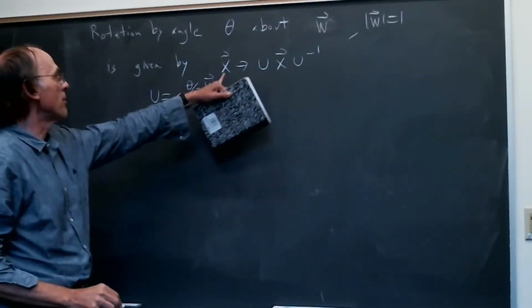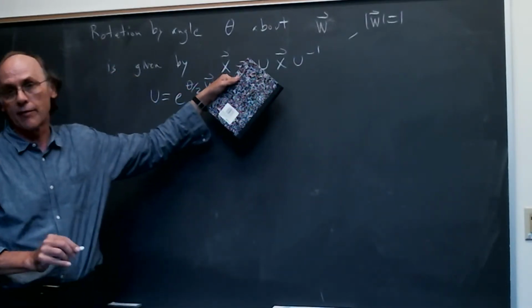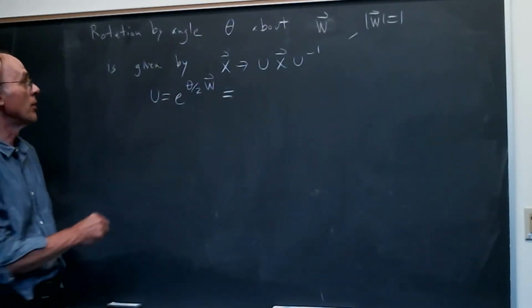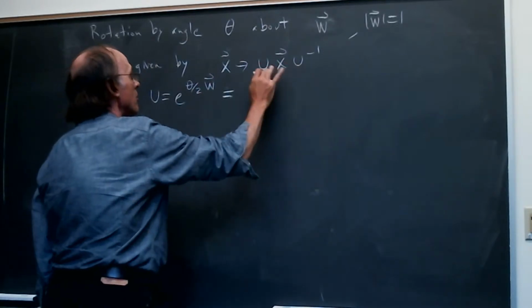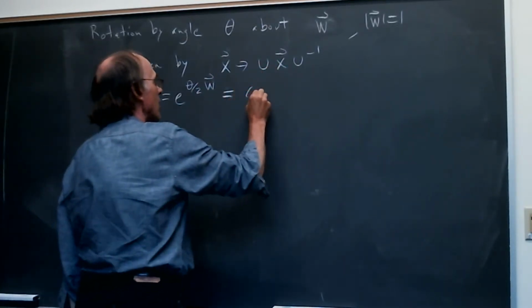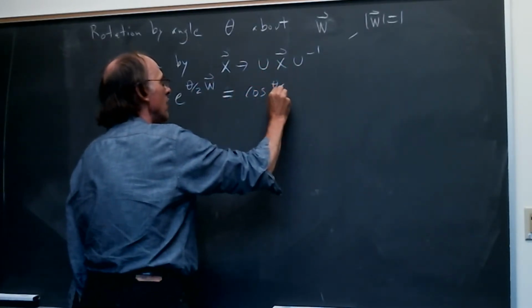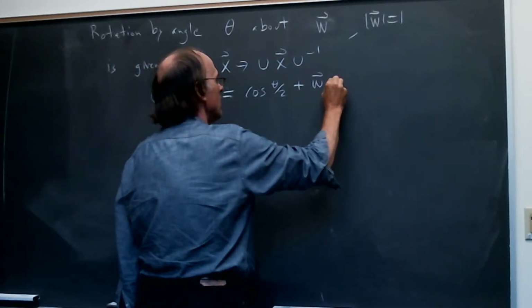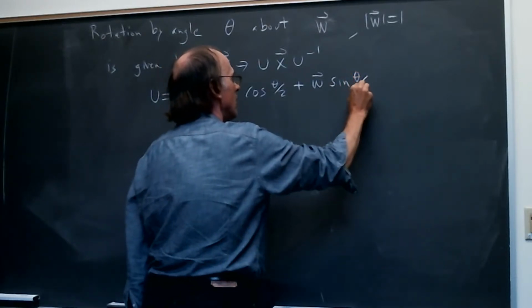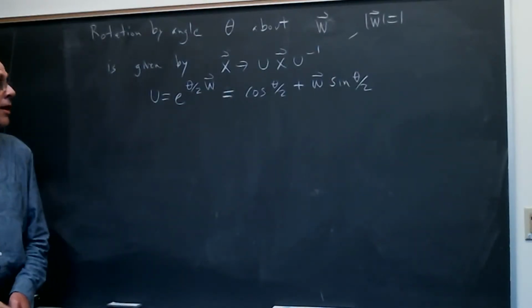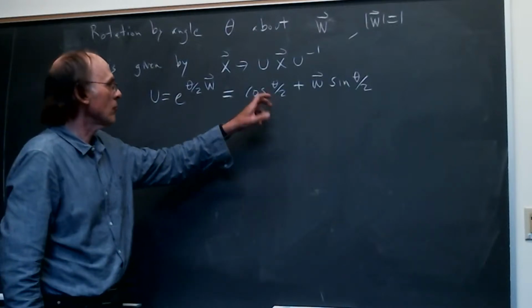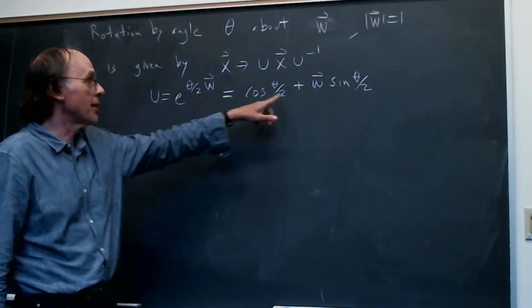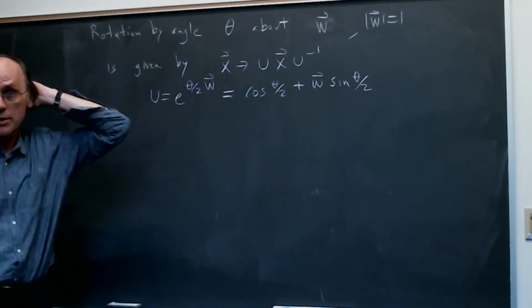So now I'm going back and forth here between thinking of these guys as vectors in R3 and thinking of them as purely imaginary quaternions. But here it's just quaternion multiplication, and this is given by cosine theta over 2 plus w vector sine theta over 2. And here, just implicitly, there's an identity quaternion.